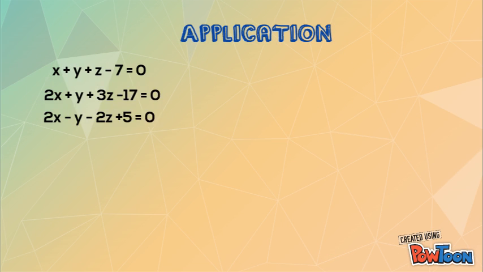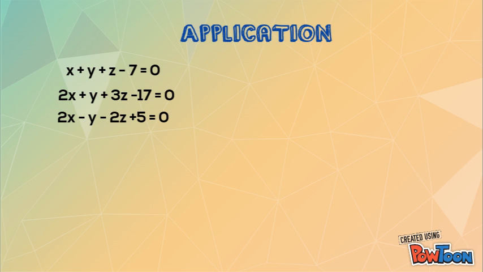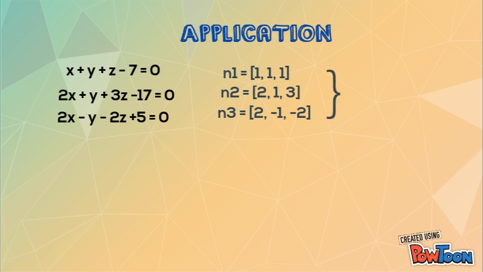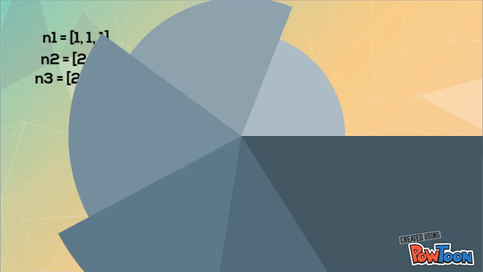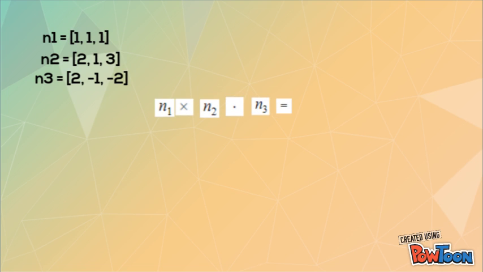Now let's see how we solve this system. As you can see, there are three scalar equations. First, we compare the normals. After comparing them, we find out they are not parallel. Then we perform the volume test. In the volume test, we take the cross product of any two normals and dot product with the other normal.